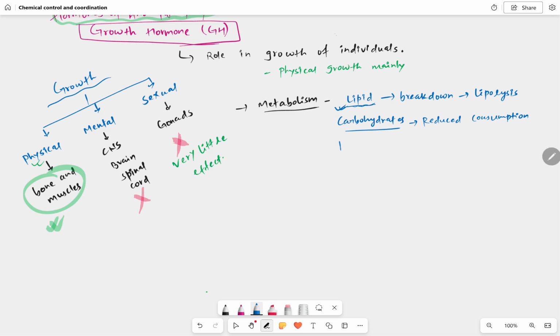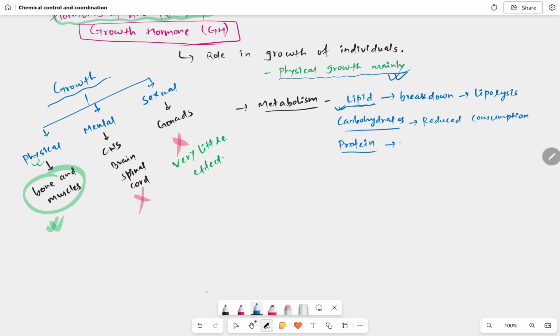Another thing is protein. If it is growth, we know that physical growth is supported by the growth hormone. Growth always actively involves the formation of different chemical structures and chemical reactions, and chemical reactions need enzymes. So protein is actively involved during growth and development.